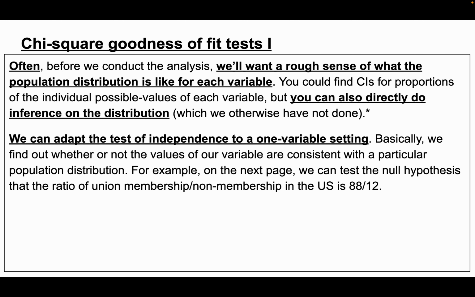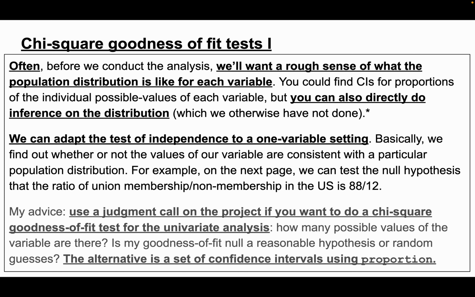So we basically adapt the test of independence to a one variable setting. We're going to find out if the values of our variable are consistent with a particular population distribution. So for example, on the next page, we'll test the null hypothesis that the ratio of union membership to non-membership in the US is 88 to 12, which is a value that was current several years back, but may or may not be consistent with the observed data today.